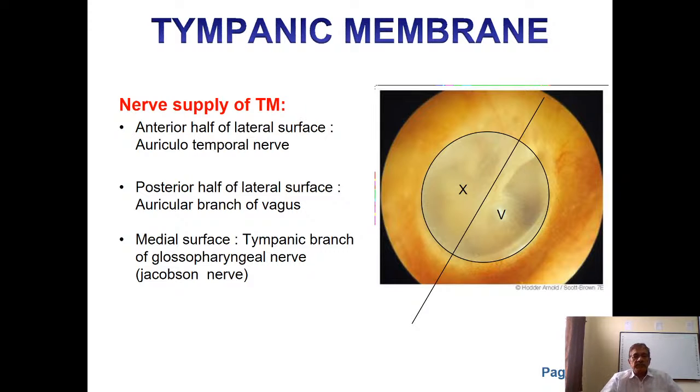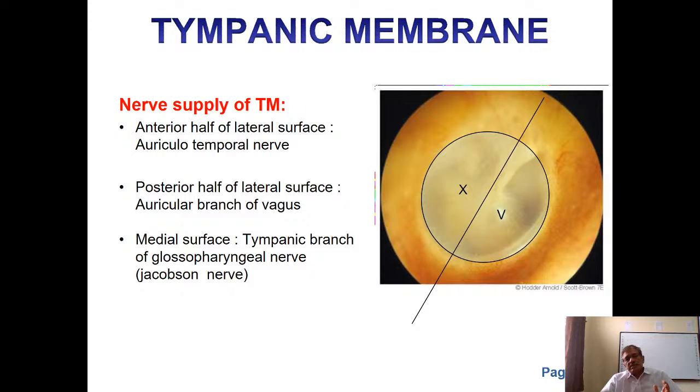Now, the nerve supply of the tympanic membrane: the posterior superior part, or posterior half of the lateral surface, is supplied by the auricular branch of the vagus nerve, that is the 10th nerve, whereas the anterior part is supplied by the auriculotemporal nerve, which is a branch of the mandibular division, that is the 5th nerve, whereas the mucous membrane inside is supplied by the glossopharyngeal nerve.